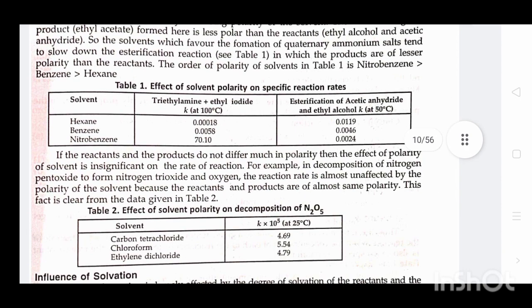If the reactants and the product do not differ much in polarity, then the effect of polarity of solvent is insignificant on the rate of reaction. For example, in decomposition of nitrogen pentoxide to form nitrogen trioxide and oxygen, the reaction rate is almost unaffected by the polarity of the solvent because the reactant and products are of almost the same polarity. This fact is clear from the data given in table 2.